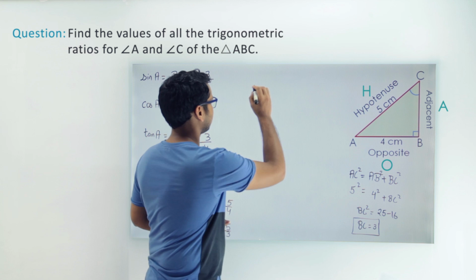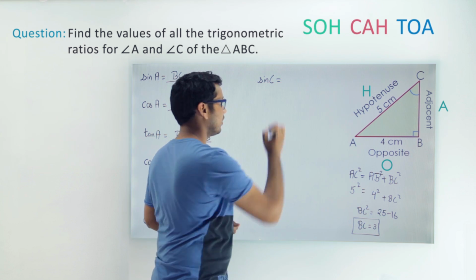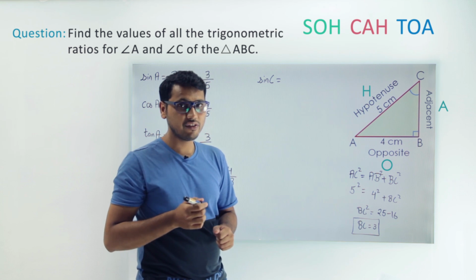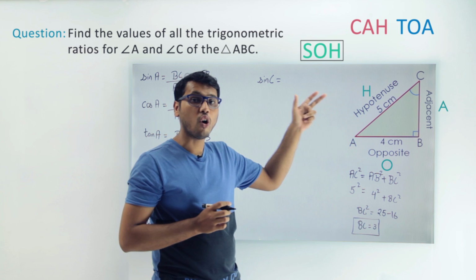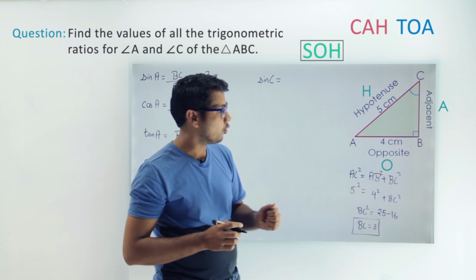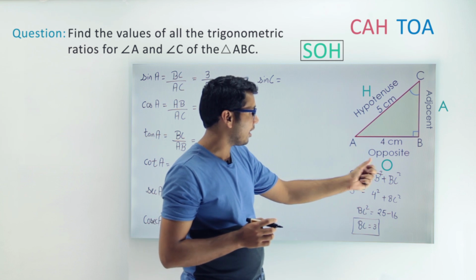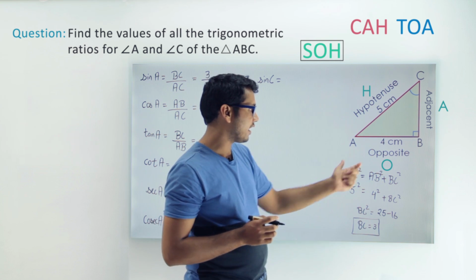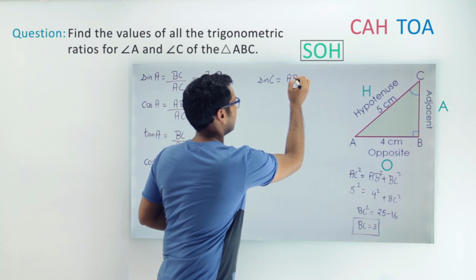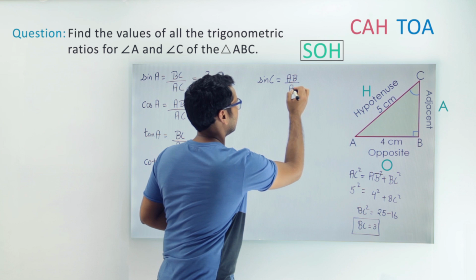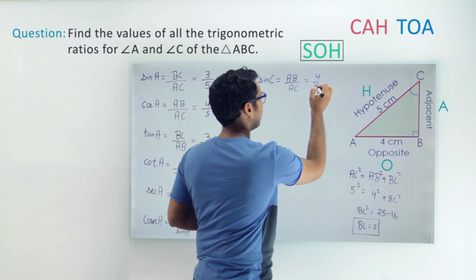So let's write down the first one. The first trigonometric ratio is sin C. Apply SOH CAH TOA here. SOH says that sine is opposite upon hypotenuse. Opposite has changed now. Opposite has become AB and hypotenuse is the same. So we can write sin C as opposite AB upon AC. Its value comes out to be, putting the values, 4 by 5.